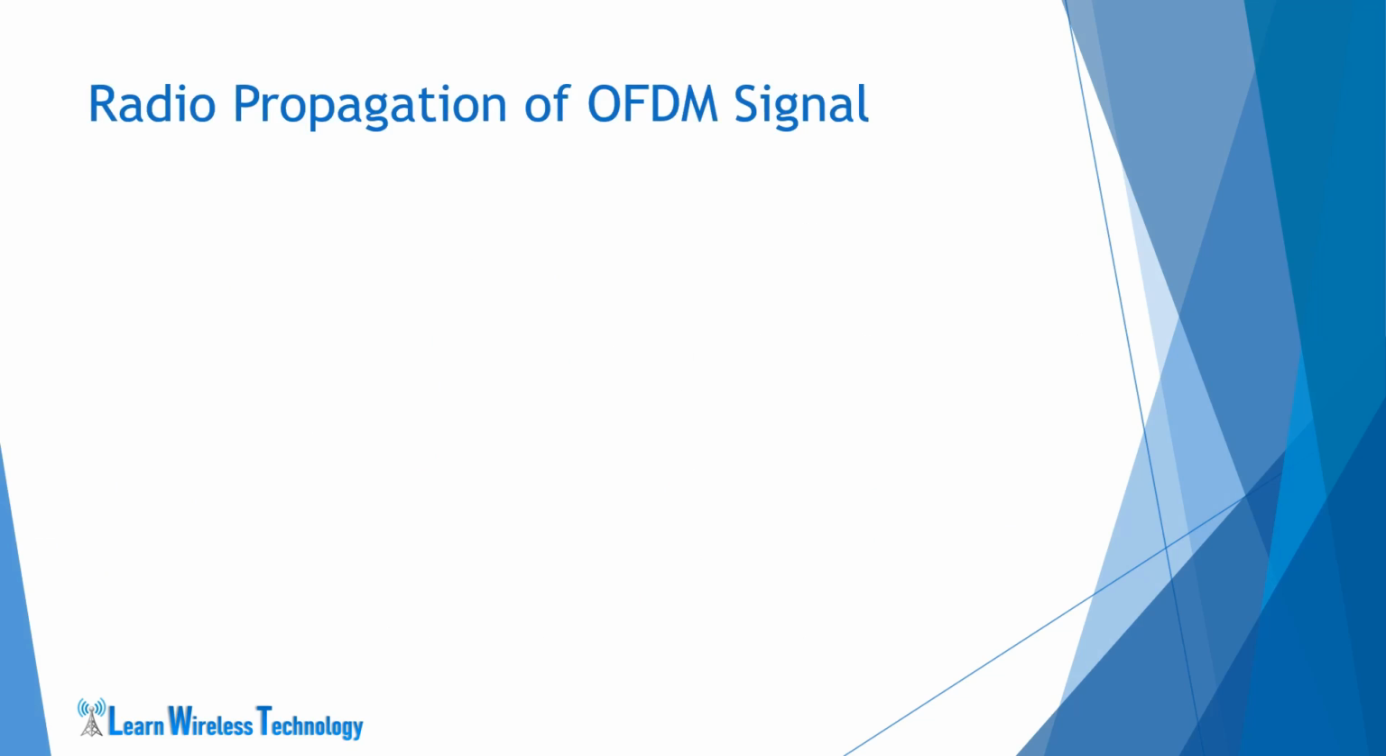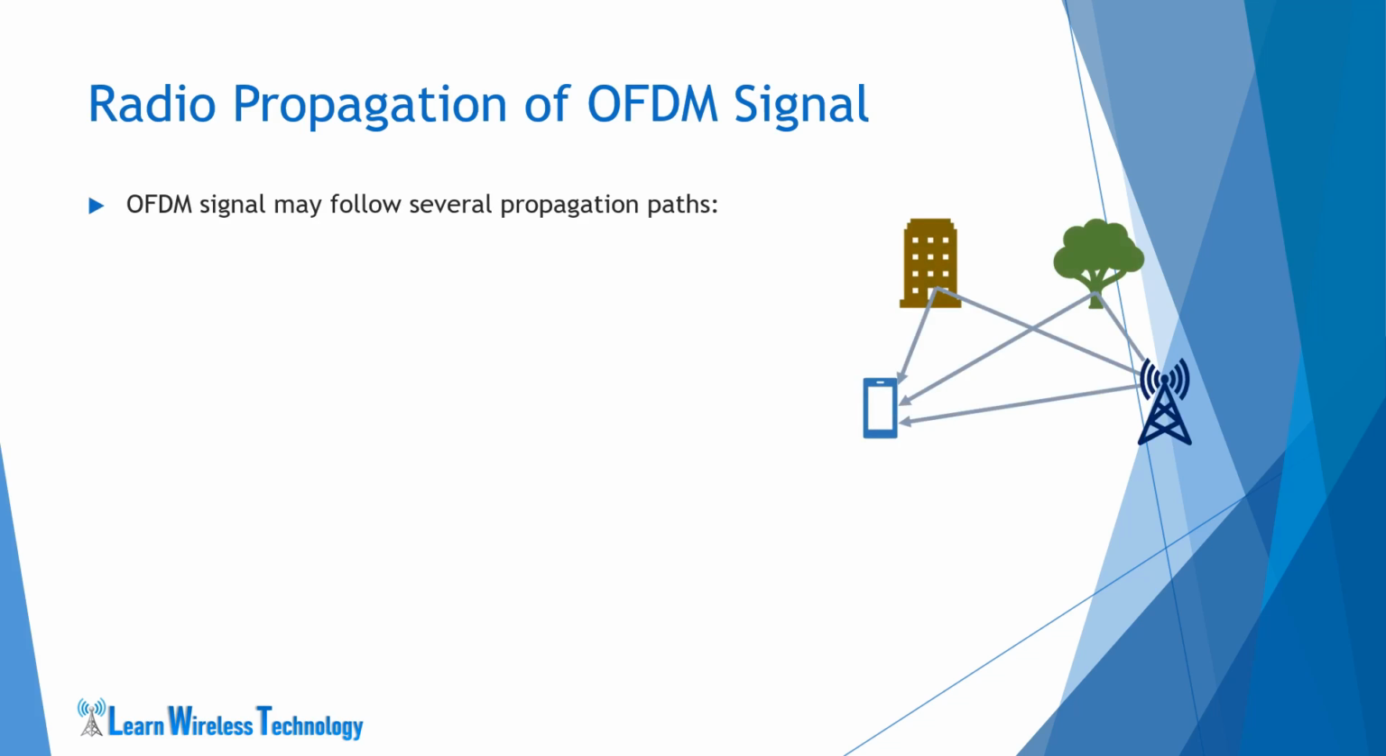Now let's talk about the radio propagation of an OFDM signal. As you know, a transmitted radio signal follows multiple different propagation paths over the air before reaching the receiver. The signal can either follow a line of sight path, that is a direct path, or a non-line of sight path, that is an indirect path. Mostly the signal follows a non-line of sight path due to a lot of natural and man-made objects, structures and obstacles in between the path of a transmitter and a receiver, which causes the signal to get reflected or refracted.